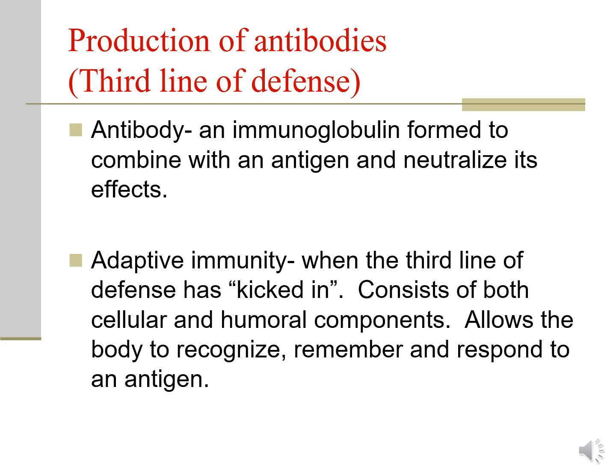Antibody formation, like I said, is the third line of defense. Our adaptive immunity is when the third line of defense has actually kicked in, and this consists of both cellular and humoral components. Some of the cellular components would be T lymphocytes and phagocytes. Your humoral components would be antibodies, or immunoglobulins, and complement. This adaptive immunity allows the body to recognize, remember, and respond to an antigen. It leaves the host with an immunological memory, thus the host can respond to antigens quicker the next time they're exposed to that antigen.